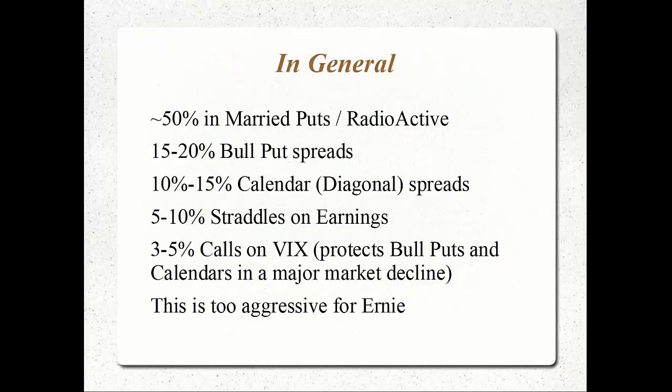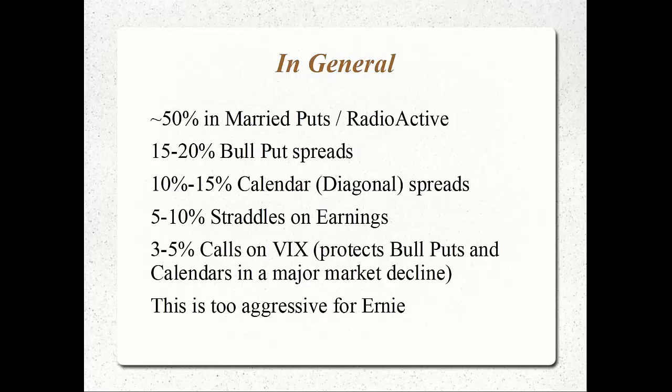So, in general, this is just my portfolio. You've all heard me say this on other webinars. About 50% of my portfolio is in the married puts RadioActive trades. 15 to 20% I use in bull put credit spreads following the weekly bull put selections on PowerOptions. You all will see a product soon which has a more in-depth discussion and reasoning of why that's being done. 10 to 15% diagonal spreads.